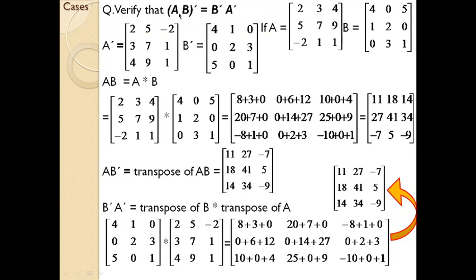So now you have found out the left hand side matrix as well as the right hand side. Left hand side was AB transpose. Here AB transpose is this matrix. And right hand side is B transpose into A transpose, that is this one. And you are asked to prove whether these two are equal.